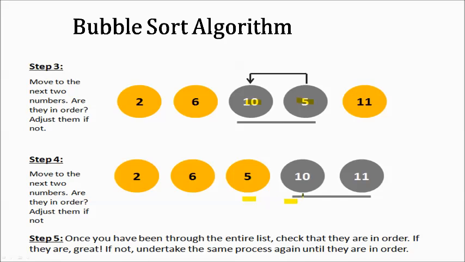Okay? So now we have to compare 10 and 11. Is 10 greater than 11? No, false. So meaning to say, we don't have to swap places. As you can see on the last step 4, if you check the given values, all given values are sorted. Okay, so that's how the bubble sort algorithm works.